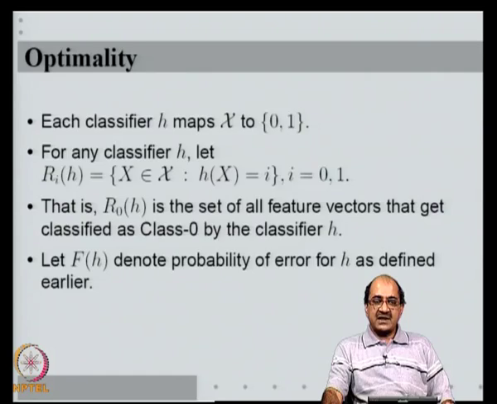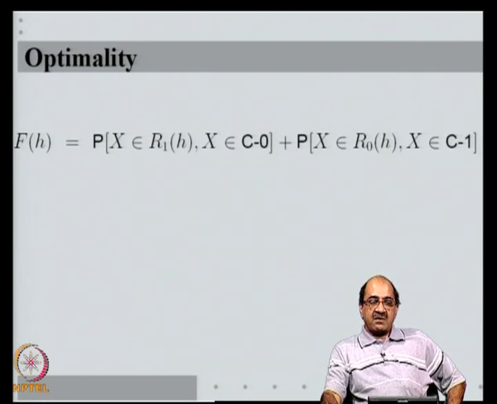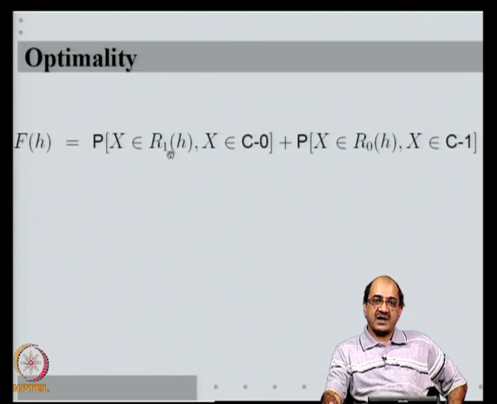As we defined last time, let F of H denote the probability of error for the classifier H. So, now we can derive an expression for F of H. When will we make an error? If the classifier says class 1 while it is actually class 0, or vice versa. So, F of H is the probability that X belongs to the region R1 of H, where the classifier would say class 1, and X belongs to class 0, or disjointly X belongs to R0 of H and X belongs to C1. Because R1 and R0 are disjoint sets, these two events are disjoint and the probabilities get added.